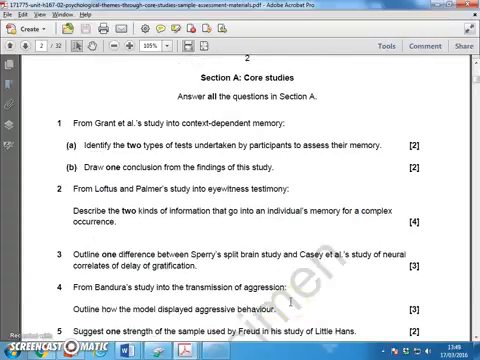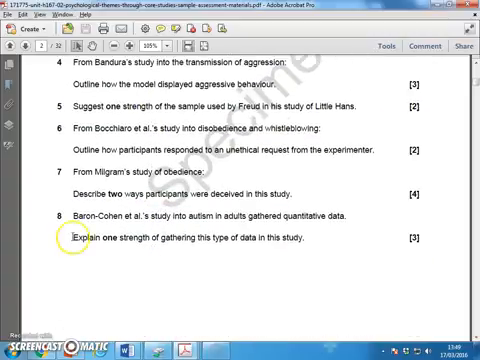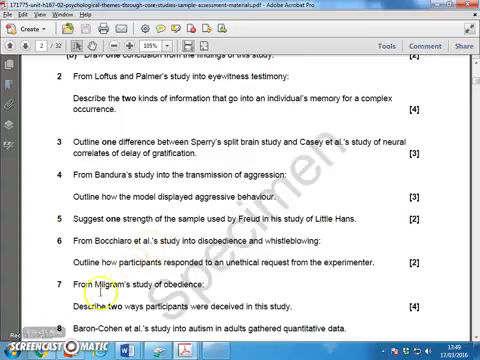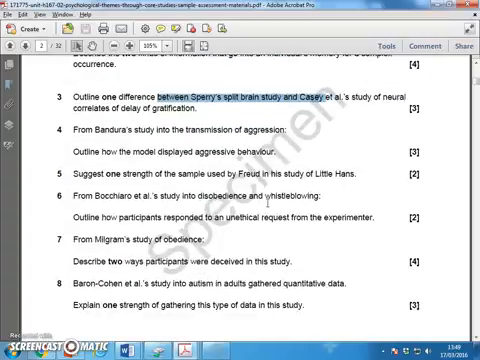Section A is all going to be about the core studies. They're going to be short answers, 2 and 4 markers, 1 from most of the studies. Not all of them, as you can see here on the spec paper, are asked. Sometimes they'll just ask you 8, but sometimes if you're asked for a similarity and difference, you've got Sperry and Casey mentioned in one question there, and then they don't appear again. So there you go, short answers.